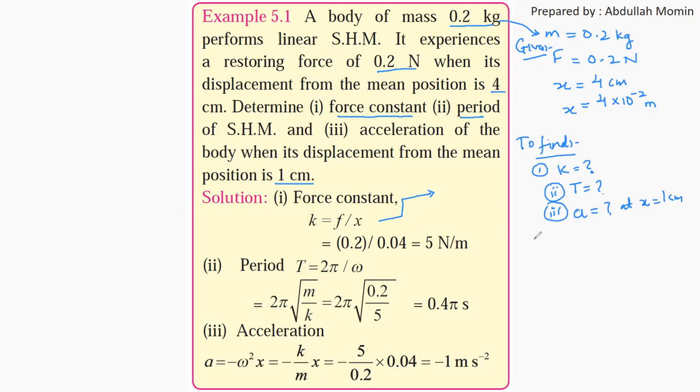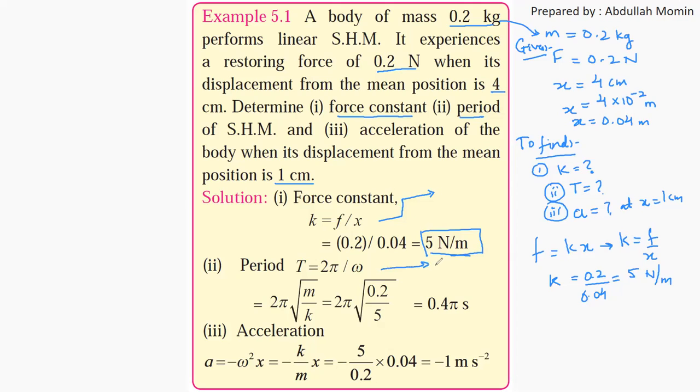We know that the formula of restoring force is F equals Kx. So from this equation we can write K is equal to F by x. The restoring force is 0.2 and the displacement is 0.04 meter. So K can be written as 0.2 upon 0.04, and when you solve it, you will get 5 Newton per meter. So the force constant is 5 Newton per meter.